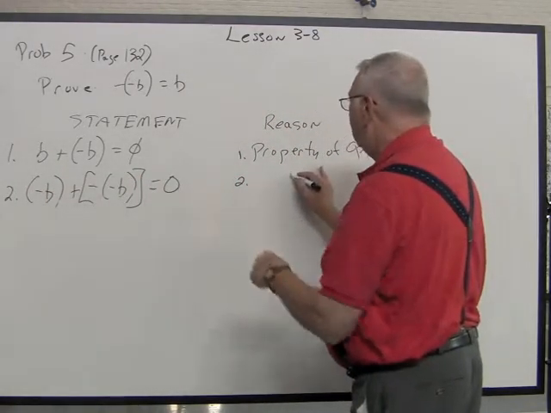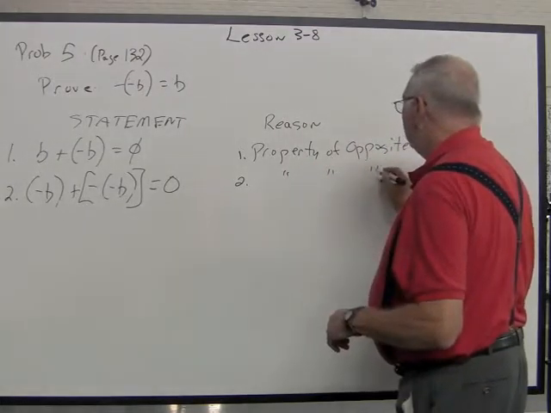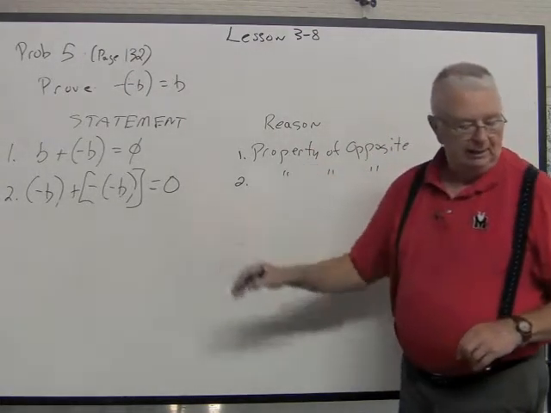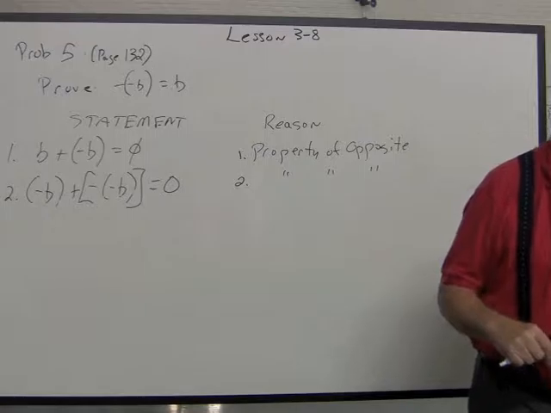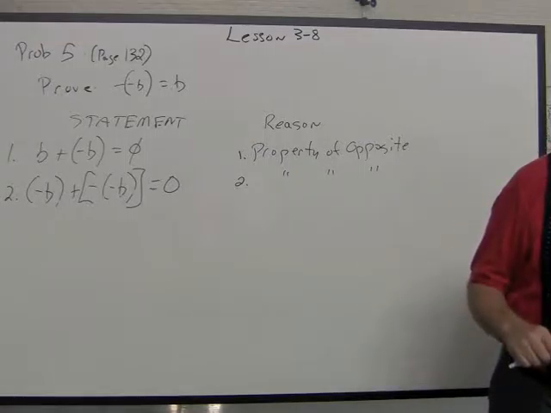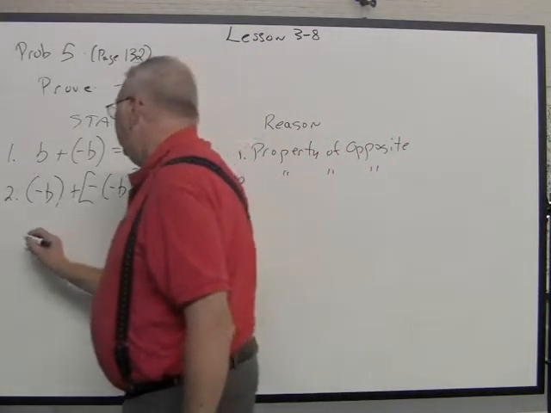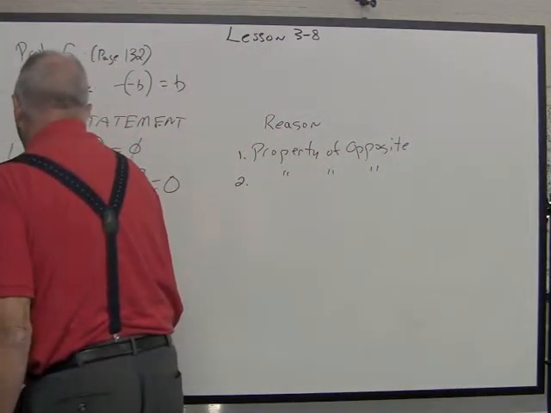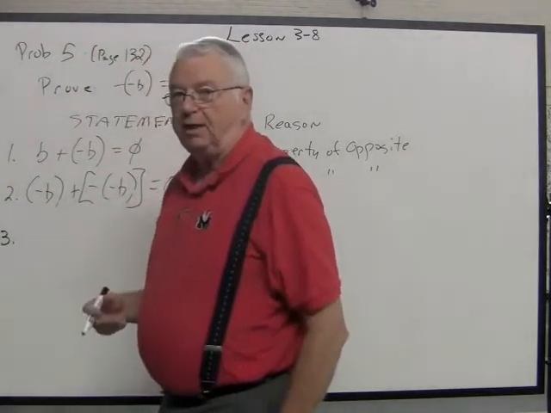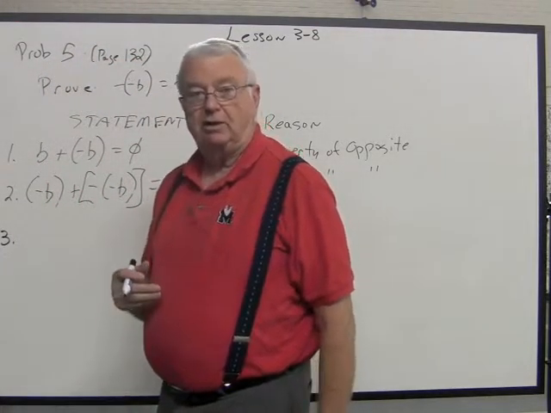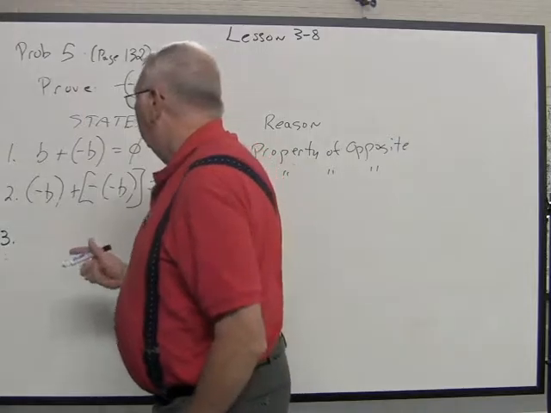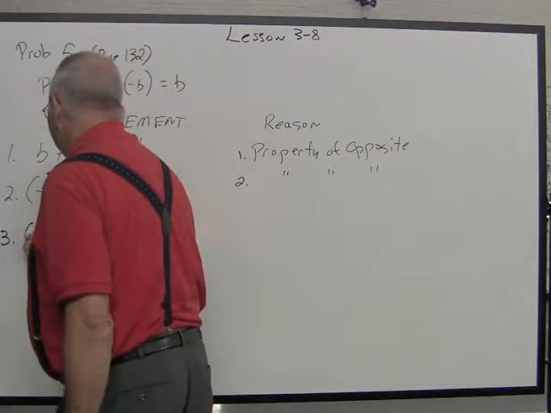The reason for step 2 is the same as step 1. That's a property of opposites. Now let's see what they do here. There's step 3. You can see you couldn't really come up with an algorithm for this. You really have to sort of think them through. So step 3 is this one.